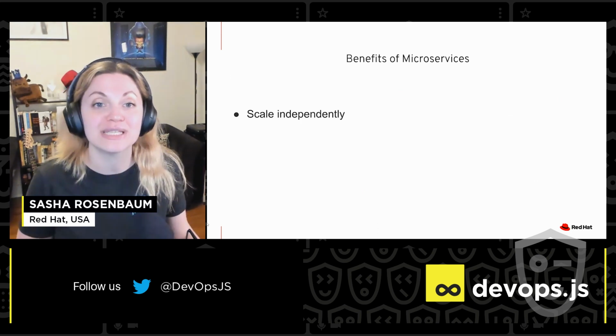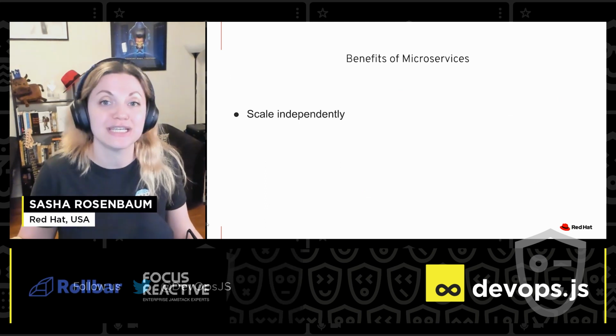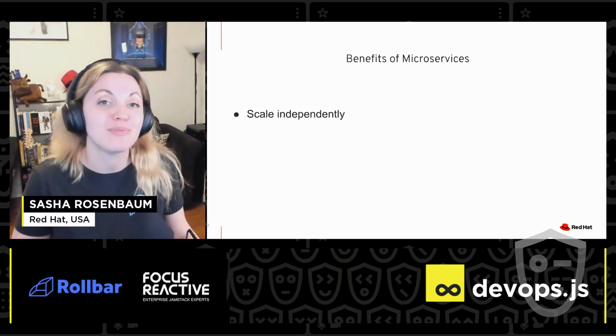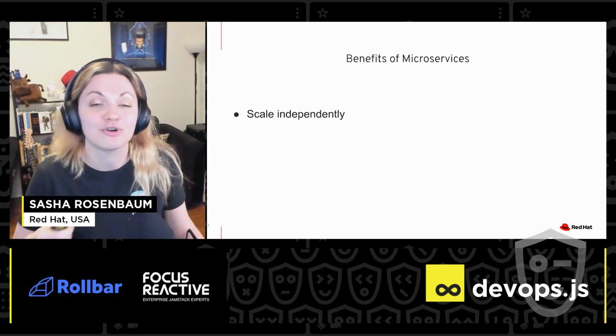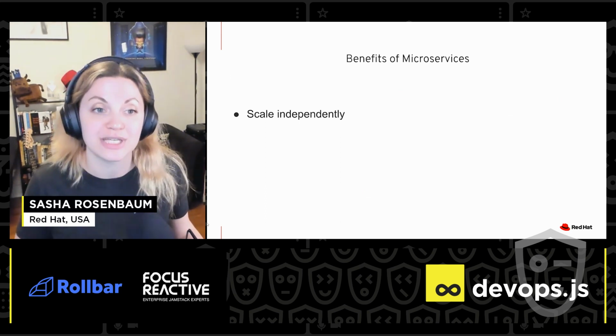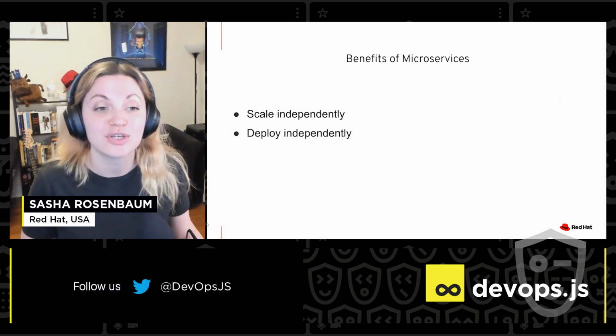So if you need only one instance or only 3 instances of authentication service, and you need 15 instances of, let's say, photo upload service, you can scale them independently. You don't have to create a VM for the entire monolith that does all of these things. You can deploy them independently, which is something that enables agility.